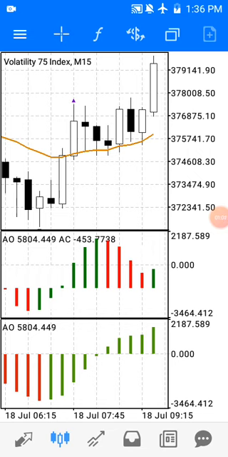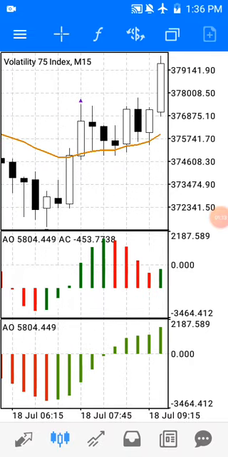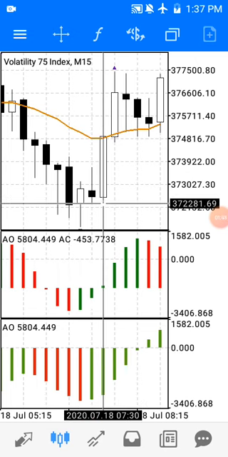Now, on the main window we have 21 exponential moving average, and then on the indicator window 1 we have accelerator oscillator, and on the indicator window 2 we have awesome oscillator. Now the way this strategy works is on the main window you allow a price to close above the 21 EMA for you to have a buy signal. Like price closed above 21 EMA around here.